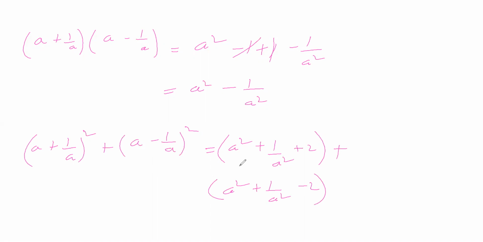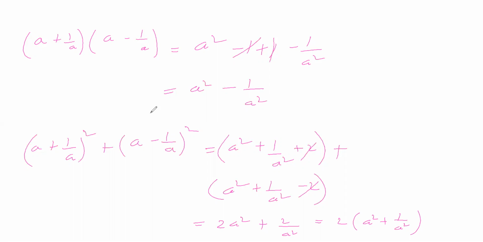Okay. So what are the things getting cancelled? You see, this minus 2 plus 2 getting cancelled. So a square 2 times, so 2a square. This 1 by a square 2 times, so 2 by a square. So we will take 2 outside, so a square plus 1 by a square. This is the formula we are getting.